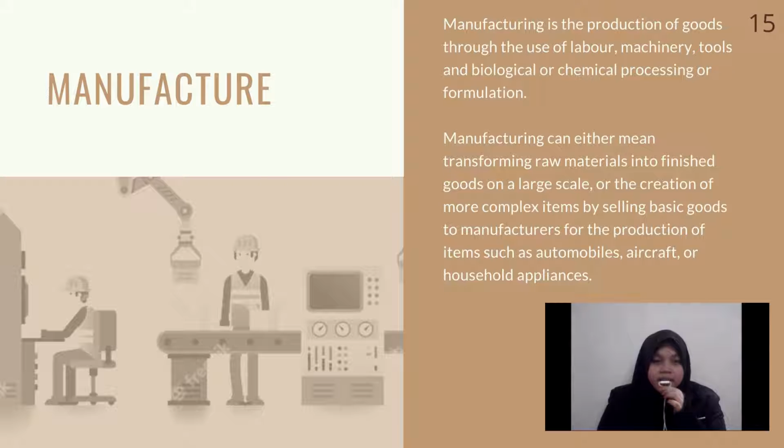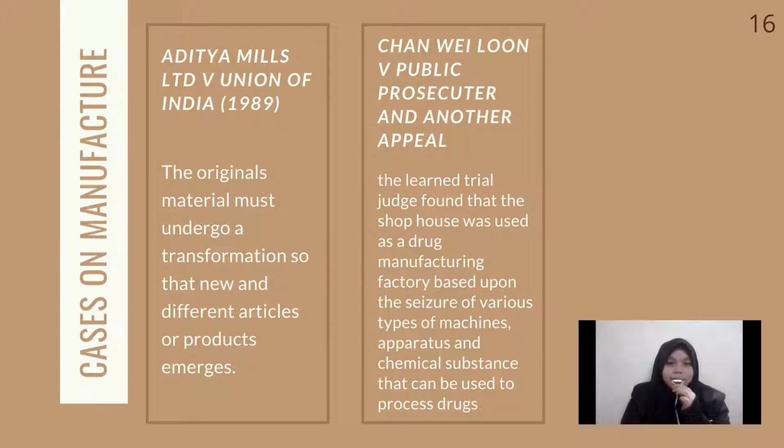Next is about manufacture. Manufacturing is the production of goods through the use of labor, machinery, tools, and biological or chemical processing or formulation. Manufacturing can either mean transforming raw material into finished goods on a larger scale, or the creation of more complex items by selling basic goods to manufacturers for the production of items such as automobiles, aircraft, or household appliances.